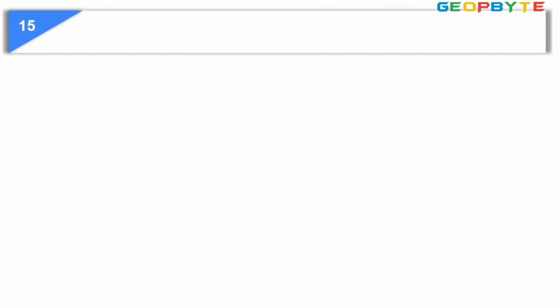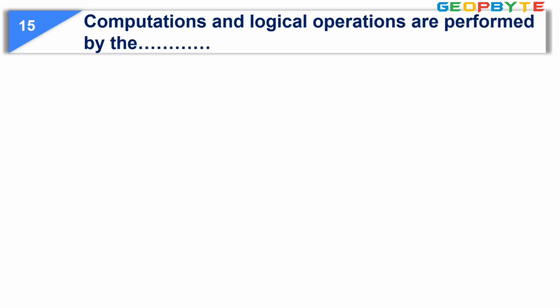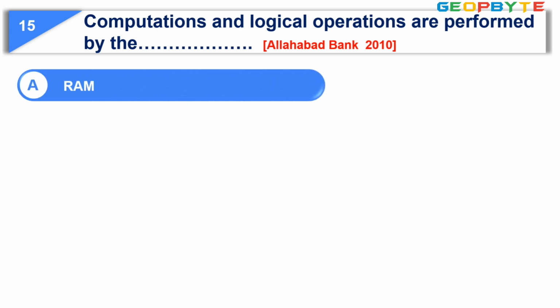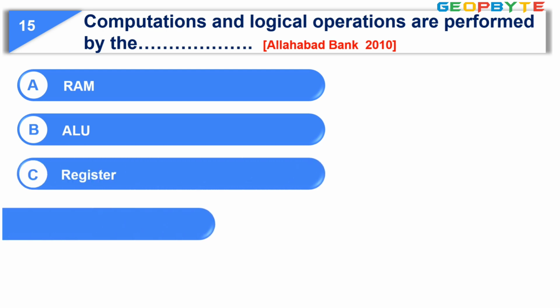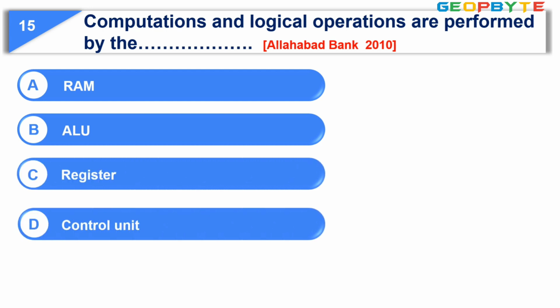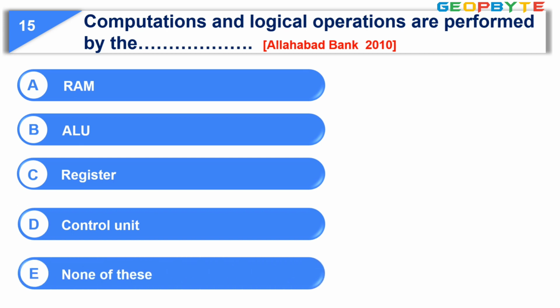Next, moving to question number 15. Computations and logical operations are performed by the: option A, RAM. Option B, ALU. Option C, register. Option D, control unit. Option E, none of these. And the correct answer is ALU, arithmetic logic unit. Computations and logical operations are performed by the arithmetic and logic unit, ALU.